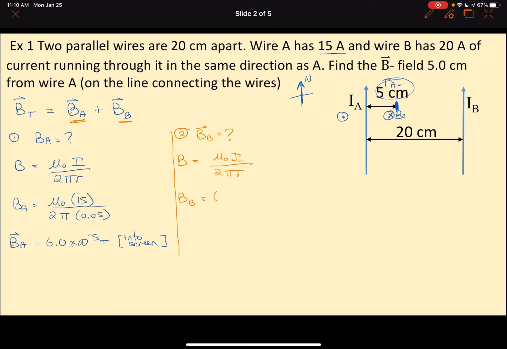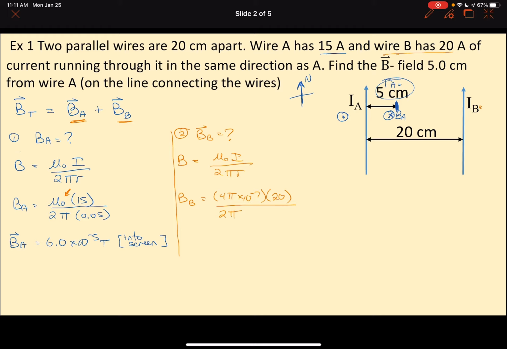Just in case you're wondering how I'm doing these calculations, here it is: 4 pi times 10 to the minus 7. We could have put that in on the other one as well. So that's how I got that number. Mu naught is just a constant. This is current B. Wire B has 20 amps, so this is 20 over 2 pi.